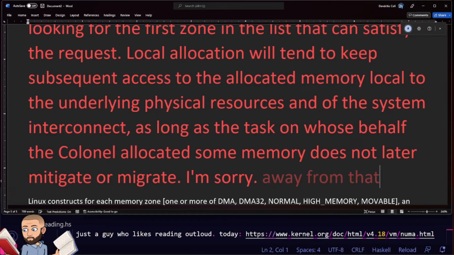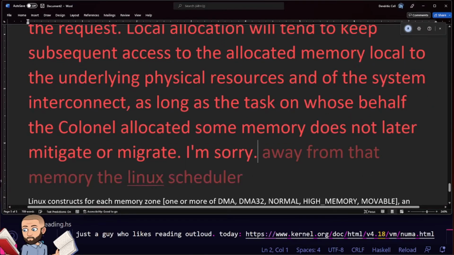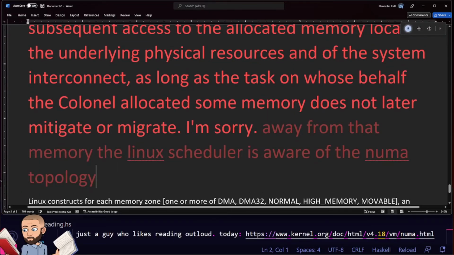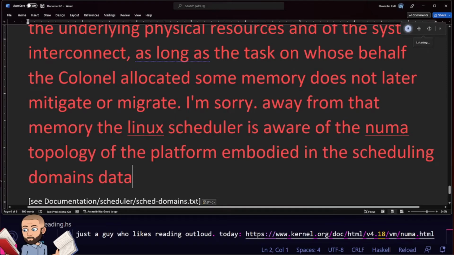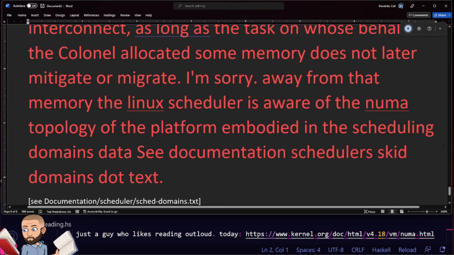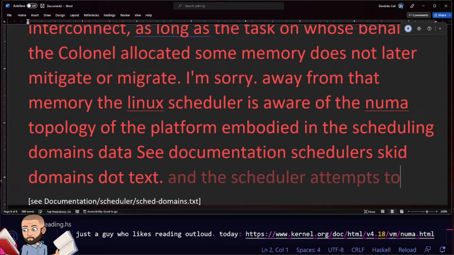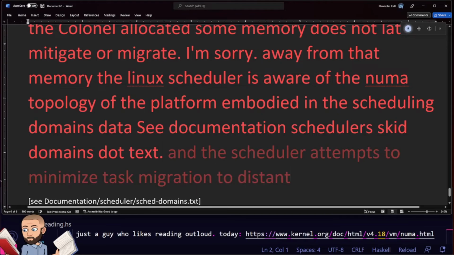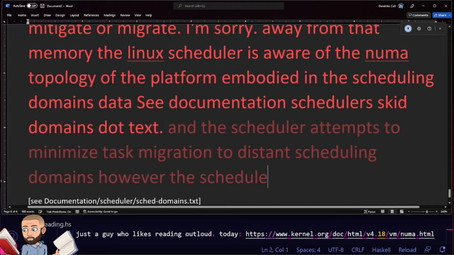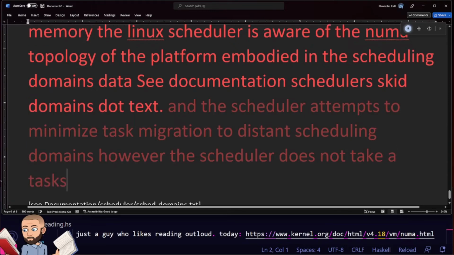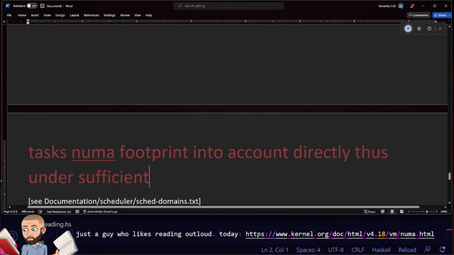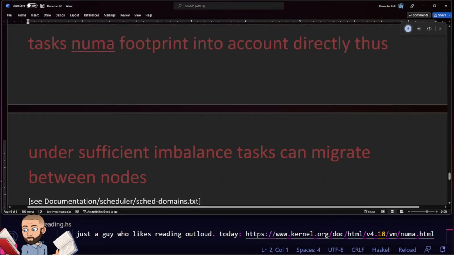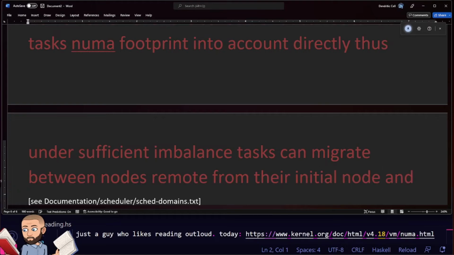The Linux scheduler is aware of the NUMA topology of the platform, embodied in the scheduling domains data structures. See Documentation/scheduler/sched-domains.txt. And the scheduler attempts to minimize task migration to distant scheduling domains. However, the scheduler does not take a task's NUMA footprint into account directly. Thus, under sufficient imbalance, tasks can migrate between nodes, remote from their initial node and kernel data structures.